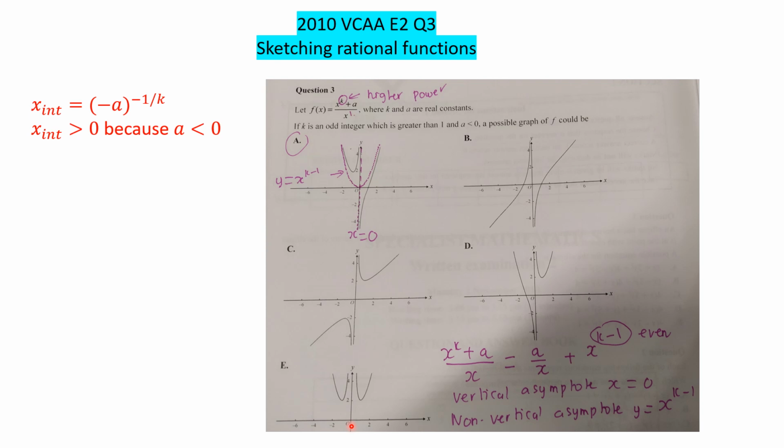So now you need to check other features like the x-intercept, for example. If I let y equal to 0 and then solve for x in terms of a, you know that a is negative, but then you have a negative a to the power of 1 over k. So the x-intercept has got to be positive. So that's the reason why the answer is D, because you can see the x-intercept here.